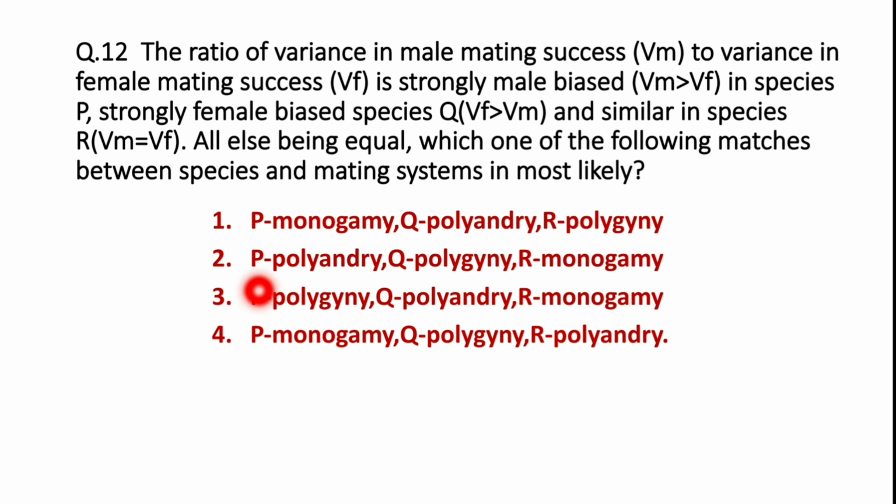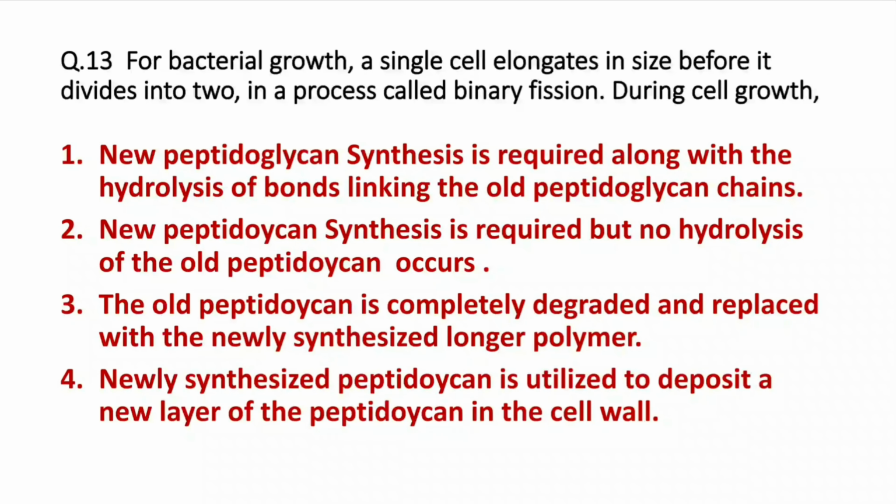Option 2. P polyandry, Q polygyny, R monogamy. Option 3. P polygyny, Q polyandry, R monogamy. Option 4. P monogamy, Q polygyny, R polyandry. The right answer is option 3, P polygyny, Q polyandry, R monogamy.